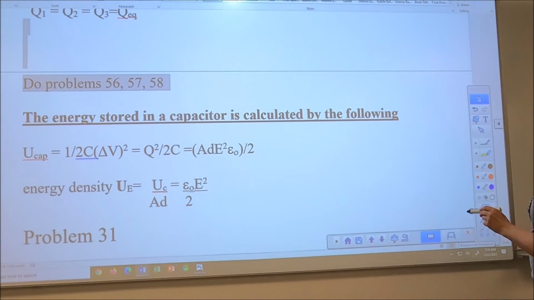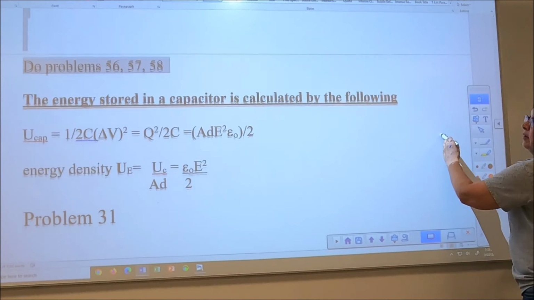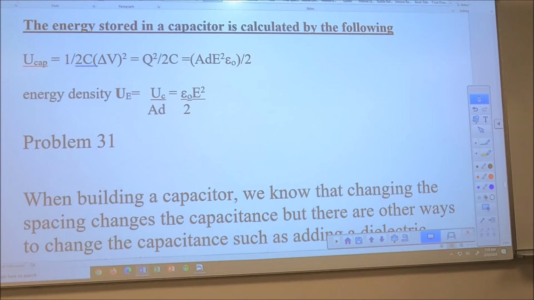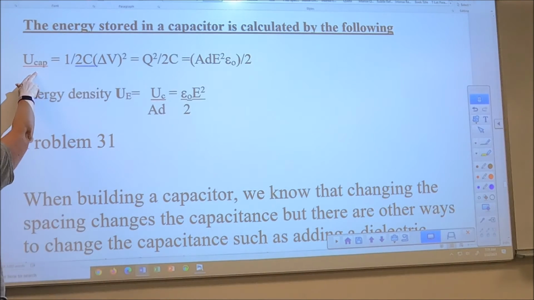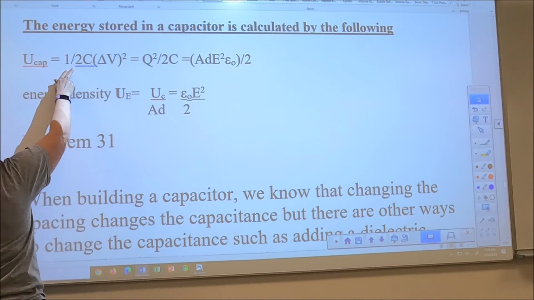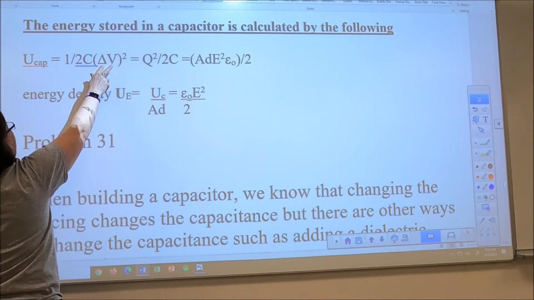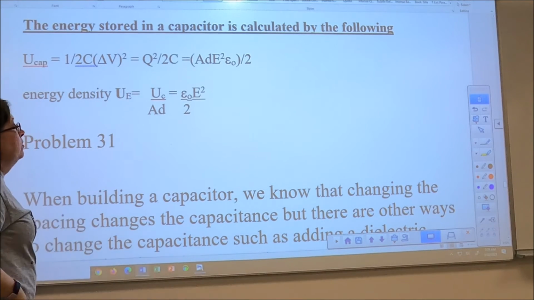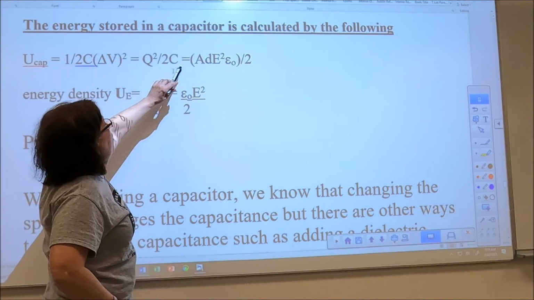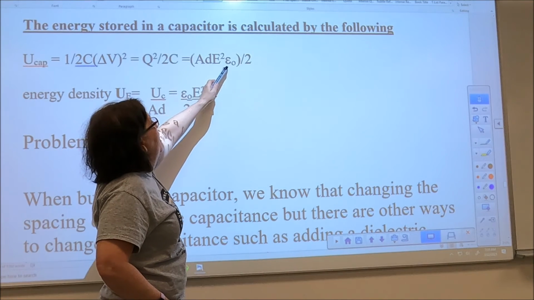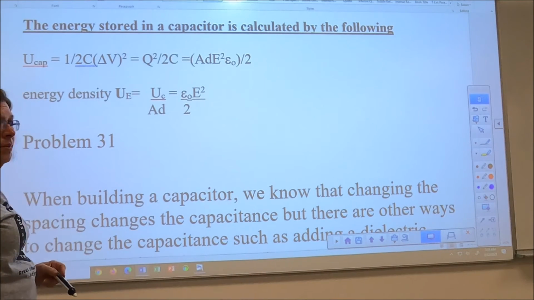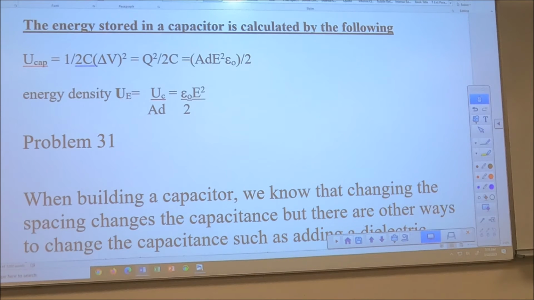Now you can try 56 and 58, they're just kind of on the same thing. Okay. Energy stored in a capacitor can be calculated in a few ways. The electrical potential energy for a capacitor can be thought of as 1/2 times the capacitance times delta V squared, or it can be Q squared over 2C, or it can be A, D, E squared epsilon 0 over 2, depending on what information you're given.